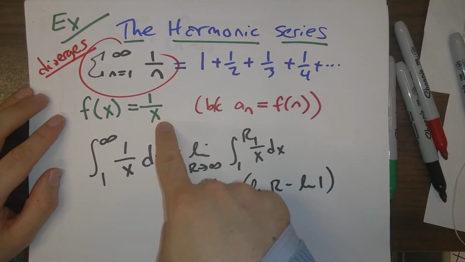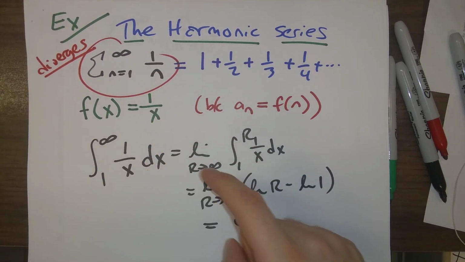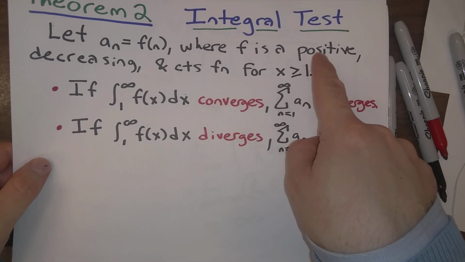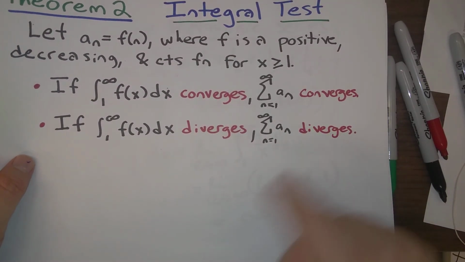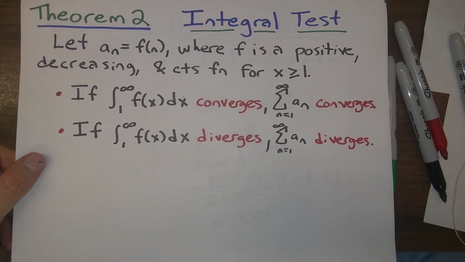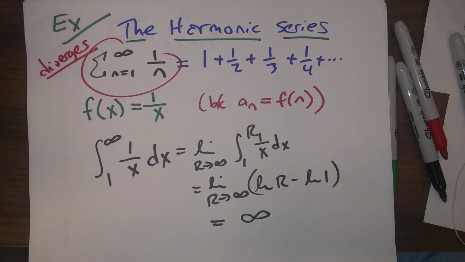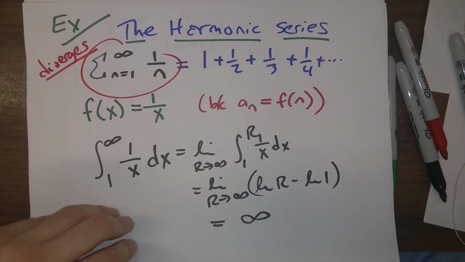So we integrate the corresponding function. 1 over x corresponds to 1 over n. That satisfies that it's positive, decreasing, and continuous. And so, because the corresponding integral diverges, the original series diverges. That's how you use the integral test. So that's a very classic example, and we'll come back to this in the near future.